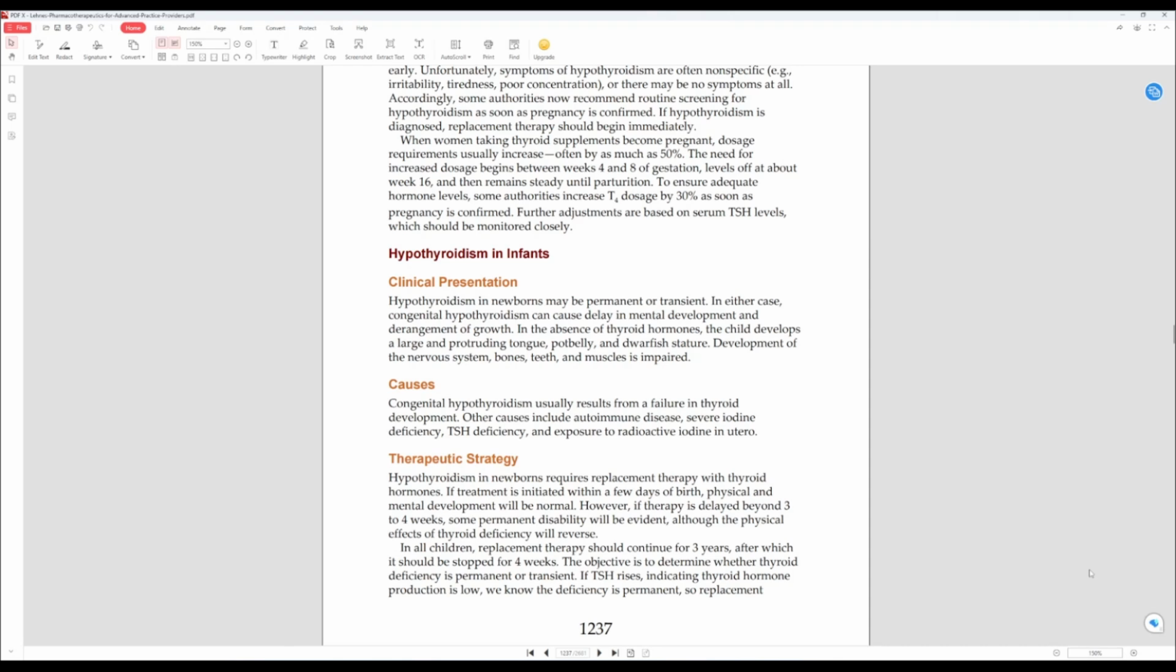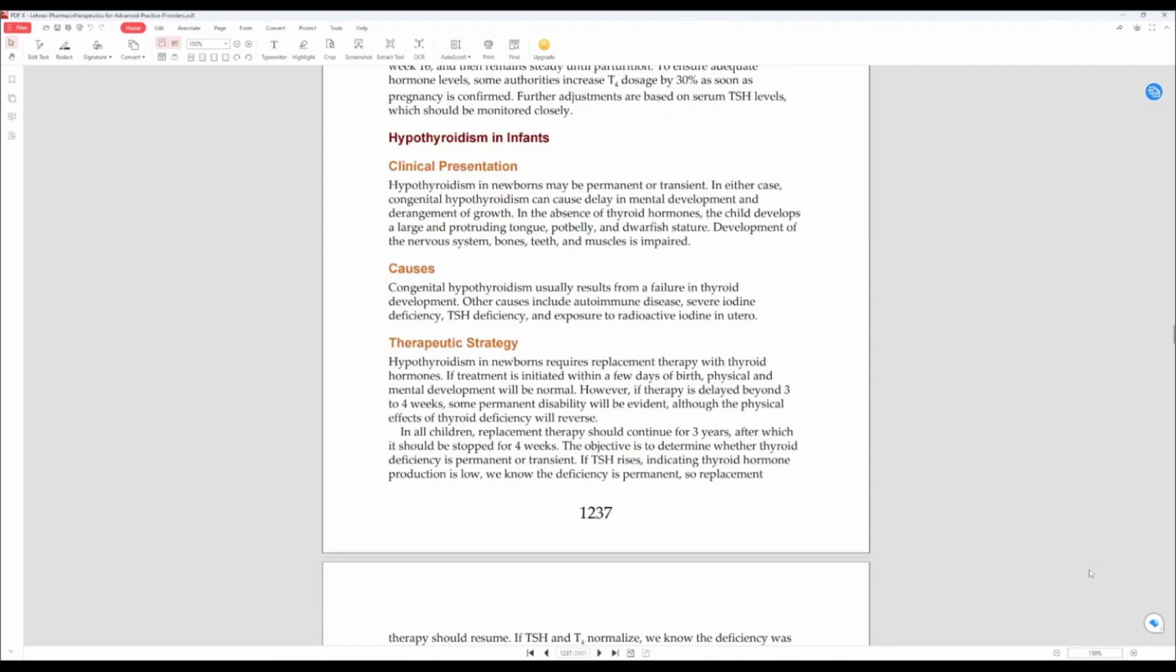When women taking thyroid supplements become pregnant, dosage requirements usually increase, often by as much as 50%. The need for an increased dosage begins between weeks 4 and 8 of gestation. Levels peak at about week 16, then begin to drop and remain steady until parturition. To ensure adequate hormone levels, some authorities increase T4 dosages by 30% as soon as pregnancy is confirmed. Further adjustments are based again on the serum TSH level, which should be monitored closely.